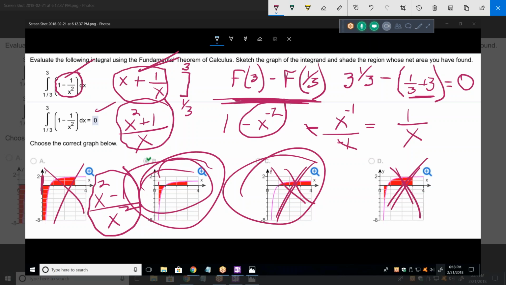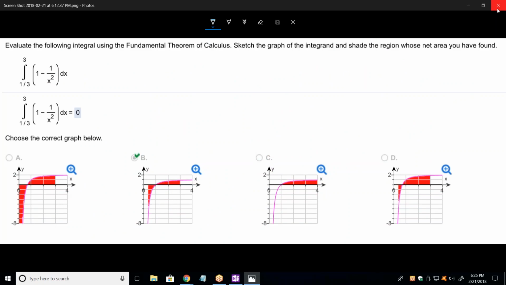I actually think these are the same two graphs. That pink graph is the same as that pink graph. It's just this starts from 1/3 and this starts from 1. Right, okay. So it's very clearly B. All right, let's take a look at the next one.